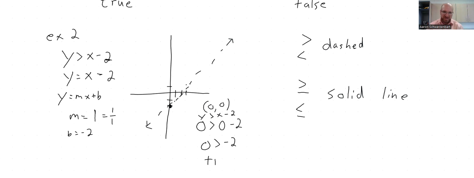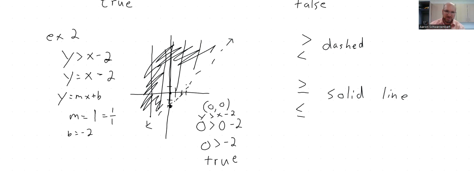This is true. So the point (0, 0) is here. It is in the true area. One side of this line is true, one side is false. If it's in the true area, I shade the side with it in. If that point was false, I'd shade the other side. I just kind of scribble, but make sure when you scribble, you keep it to your side of the line.